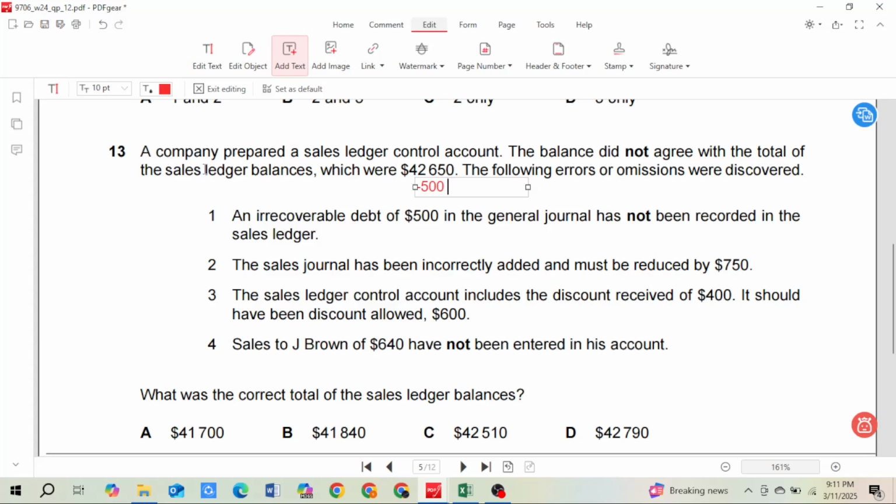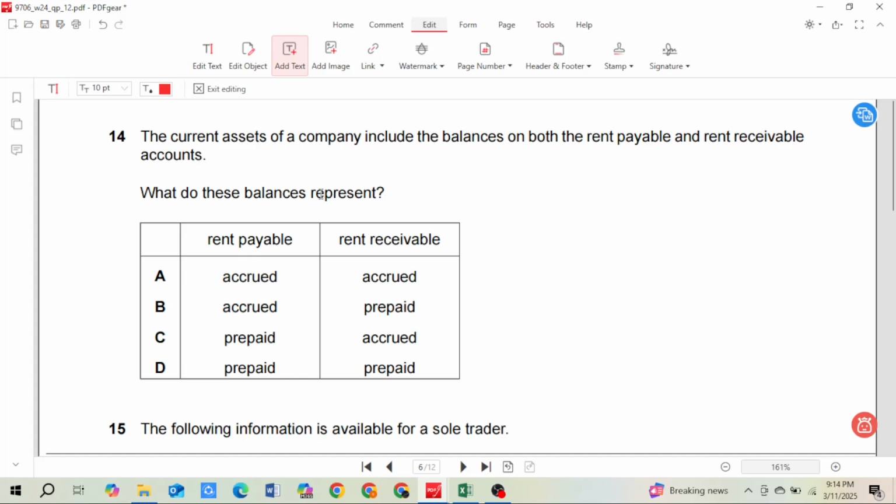account or sales ledger. And the sales to J Brown 640 had not been entered in his account, so we need to write it because it is an individual customer account, so it needs to be added to this sales ledger balance. So if I do this, then it is 42,650 minus 500 and then plus 640. So the answer is 42,790.